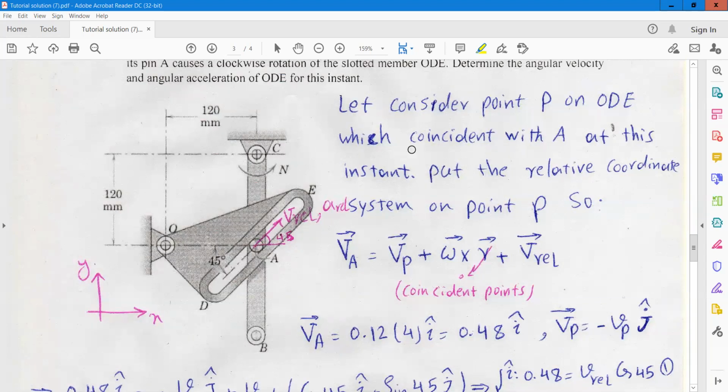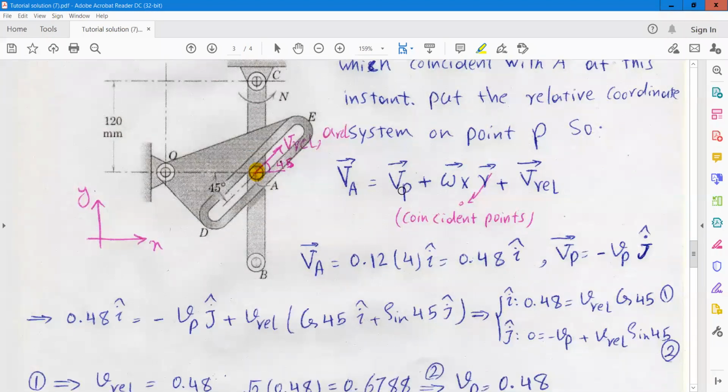We can consider point P here on link ODE, which is coincident with pin A. So at this point A, we have two imaginary points. One is P, which is located on link ODE, and the other is the pin A at this instant. So put the relative coordinate system on point P. So we can write the velocity of A with respect to point P using a relative coordinate system. So VA is equal to VP plus omega cross R plus V relative.